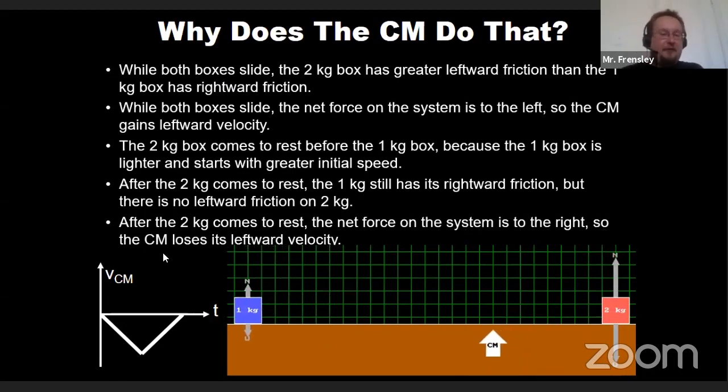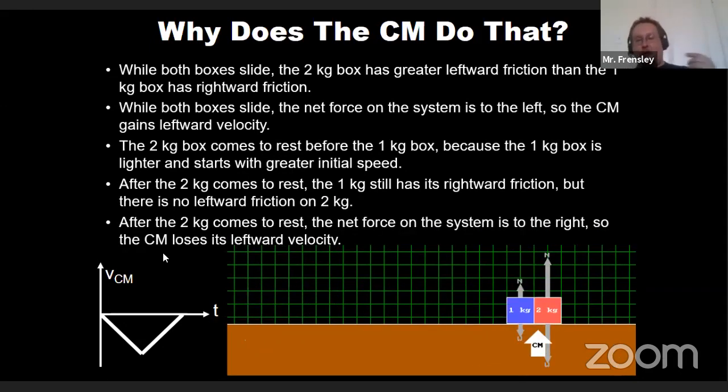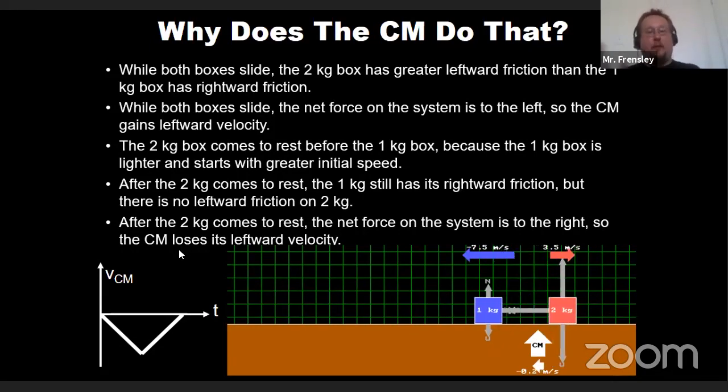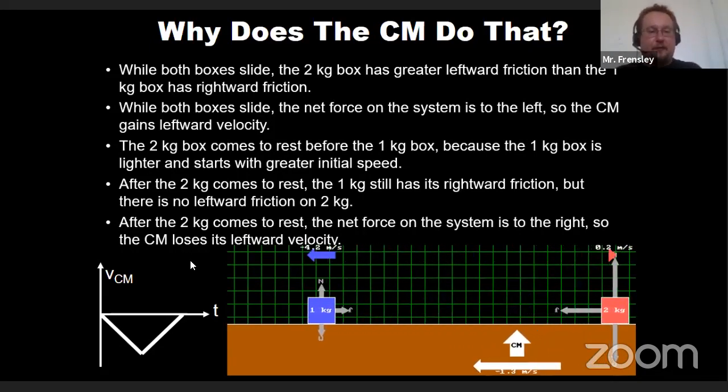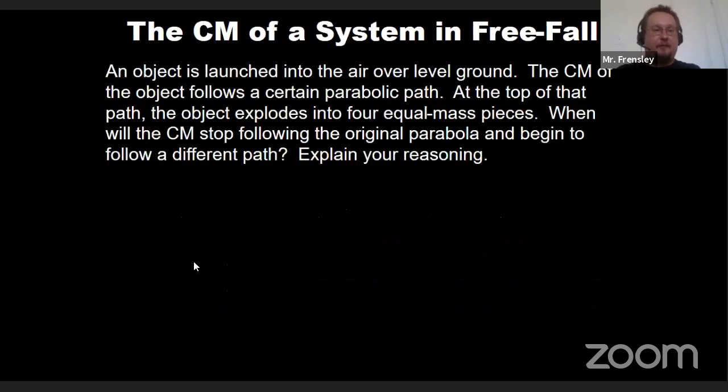Okay, so after the 2 kilograms comes to rest, the net force on the system is to the right. So the center of mass with a rightward force is going to lose its leftward velocity. Rightward force takes away leftward velocity.